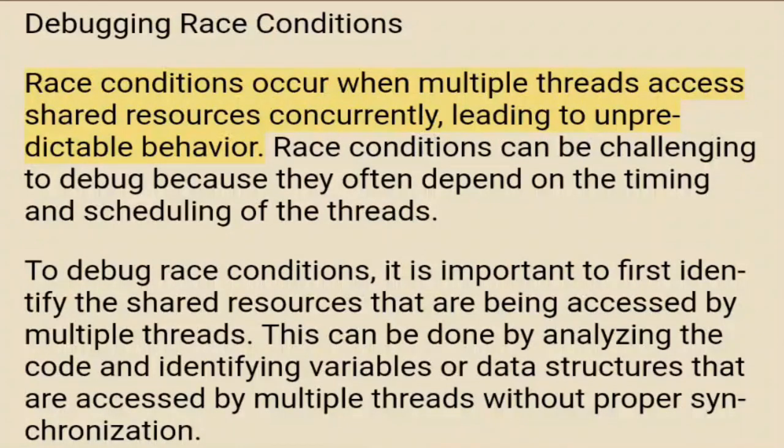Debugging race conditions. Race conditions occur when multiple threads access shared resources concurrently, leading to unpredictable behavior. Race conditions can be challenging to debug because they often depend on the timing and scheduling of the threads.